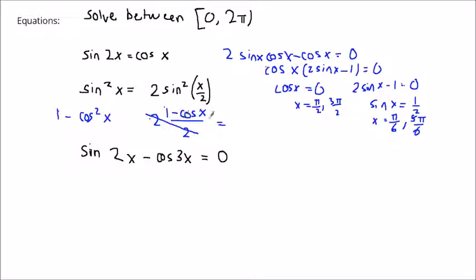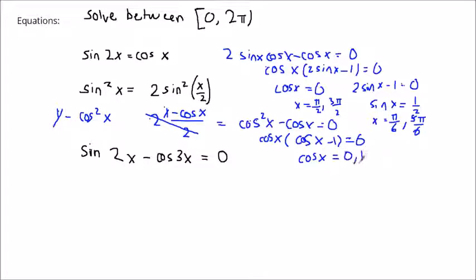If I just erase the 1, this gets me cosine squared x minus cosine x equals 0. Which means cosine x or cosine x minus 1 equals 0. So cosine x can be 0 or 1, which means x is 0, pi over 2, or 3 pi over 2.